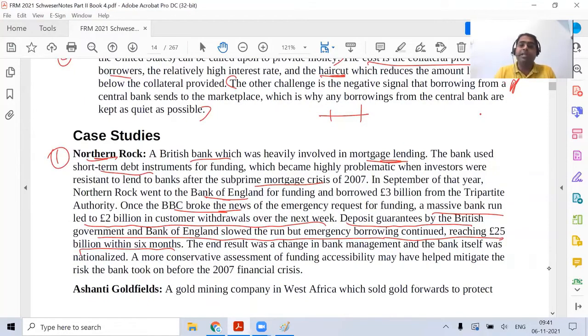Since there was no money left with the bank with respect to deposits also, the bank had to be nationalized. That means the bank had to be taken over by the government. This case study is important from the exam perspective. Mark it as star. So if they had more sources of funding liquidity available with them, they could have avoided the situation of taking money from the central bank.